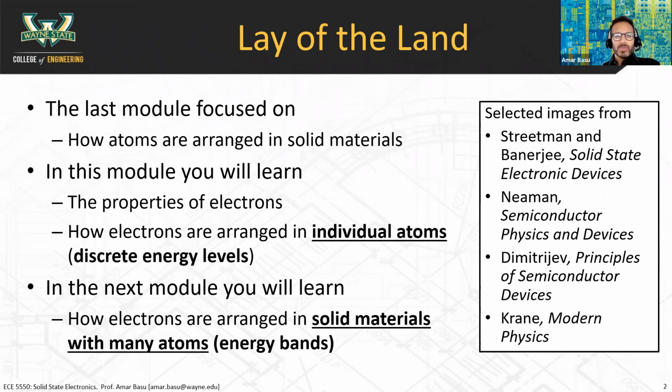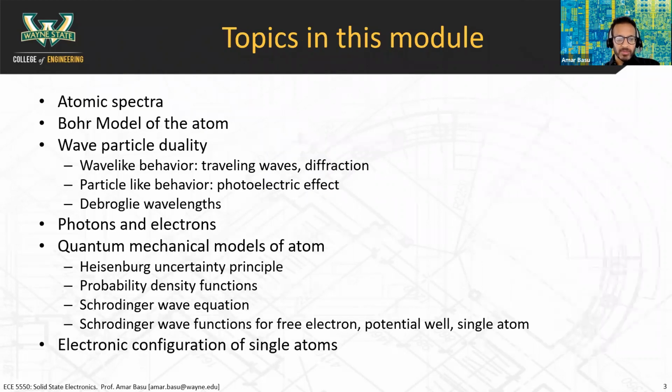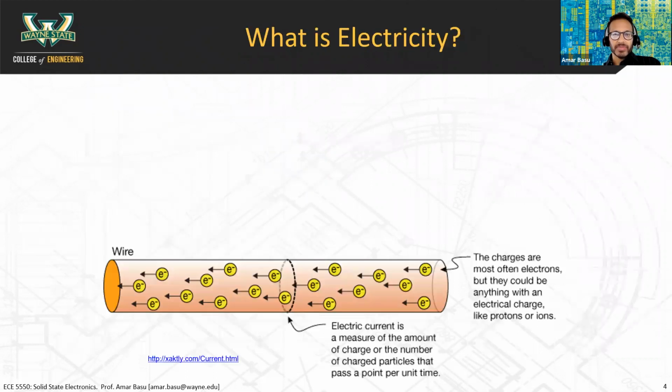If you've taken a course in quantum physics, some of the things in this module will sound familiar. If you've looked at the Schrodinger wave equation, it'll sound a little bit familiar. We obviously are not going to go into all the depth of all the topics, but we're going to give just an overview, just enough to understand electronic materials.